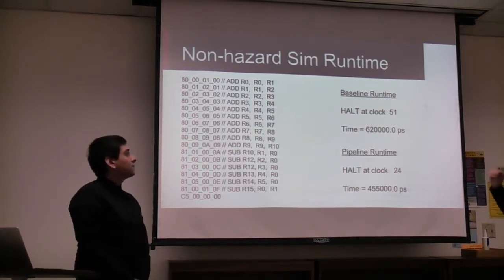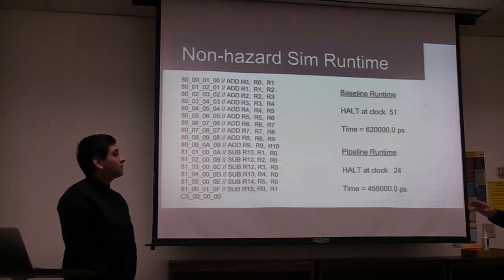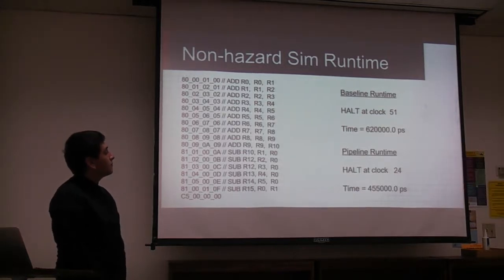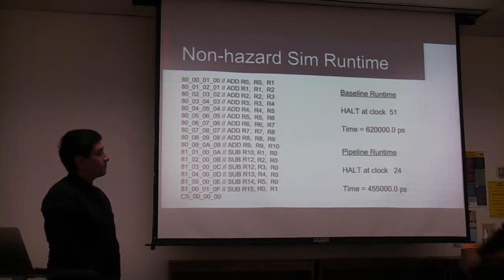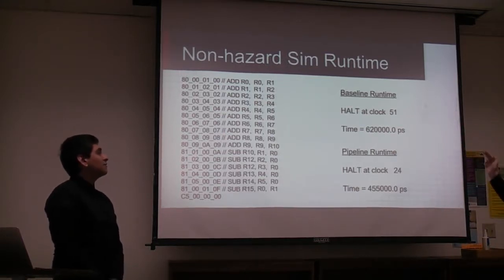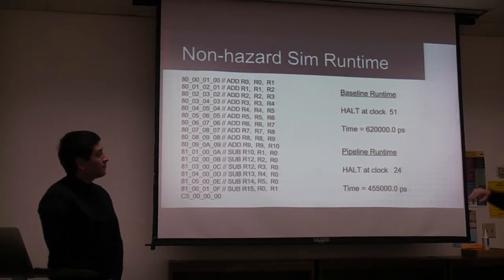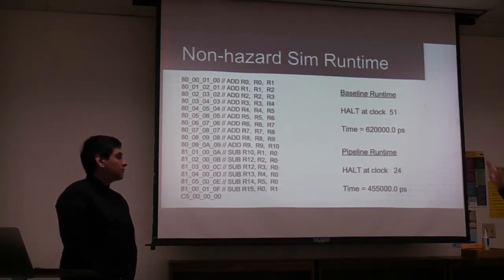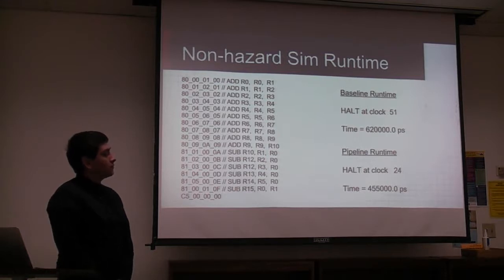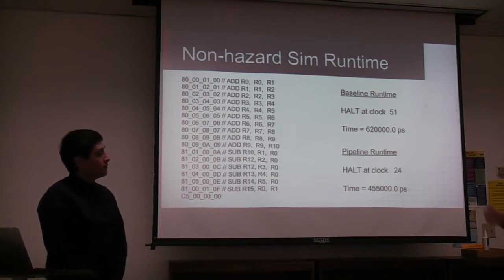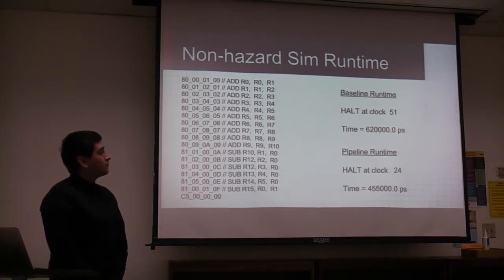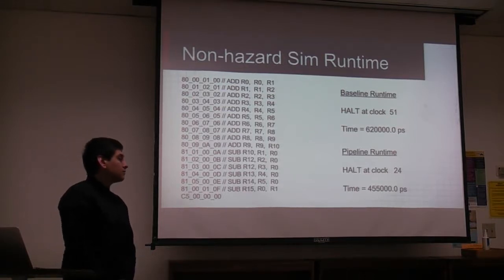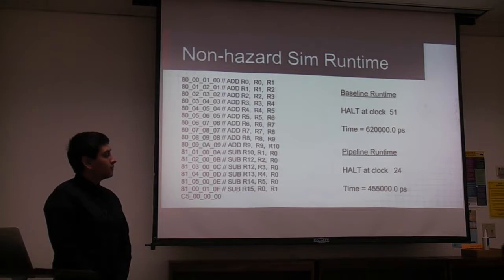First, this is just an example of a very basic program without any hazards. It's just adds and subtracts, and we tested it first on the baseline processor and then on the pipeline processor. As you can see, the baseline halts at 51 clocks with this amount of time, and the pipeline halts at 24 clocks with a significantly smaller amount of time. Now, as Ben said, you don't exactly see a program without any hazards in the real world, but it is possible for an assembler to reorganize code in a way that produces as few hazards as possible.